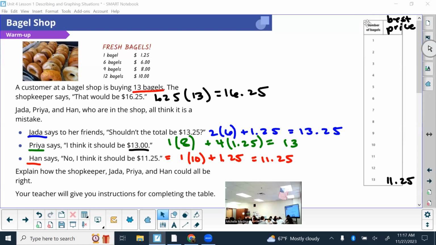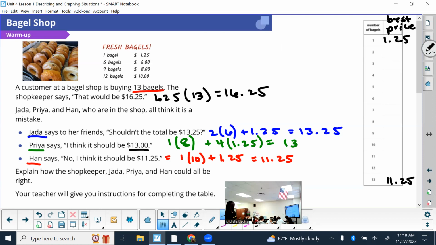The best price for one bagel. 0.87. Okay, how'd you get that? I divided by 13. Okay, now is the shopkeeper probably going to honor that price? So I can see what you're saying, like, when they buy 13 bagels, they all cost $0.87 at the best price. Well, what if I'm just buying one bagel? What's the best price? $1.25. There's only one price for one bagel, right? So for one bagel, the best price is $1.25.